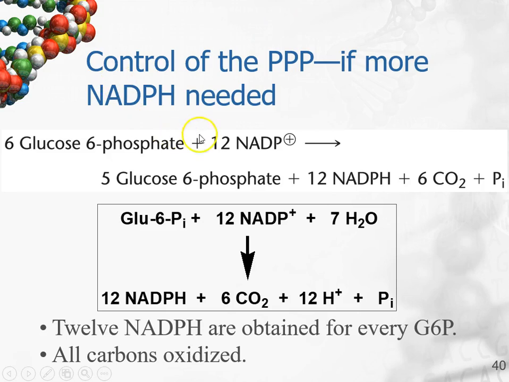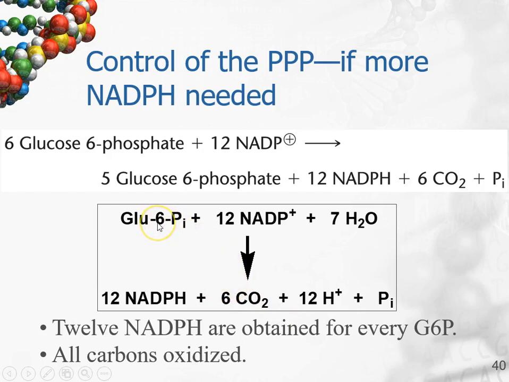So here's the reaction right here. If I were to take all of those reactions and add them all up, I'd need to start with 6 molecules of glucose 6-phosphate. I'd end up with 5 molecules of glucose 6-phosphate. But if you subtract, like I've done down here, essentially 1 molecule of glucose 6-phosphate has its carbons completely oxidized to CO2.